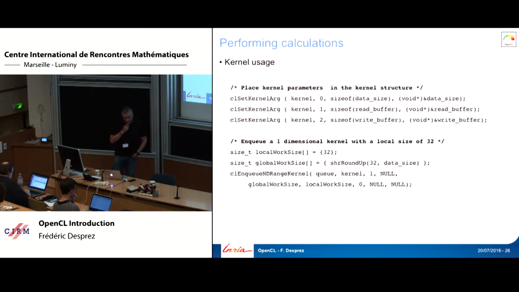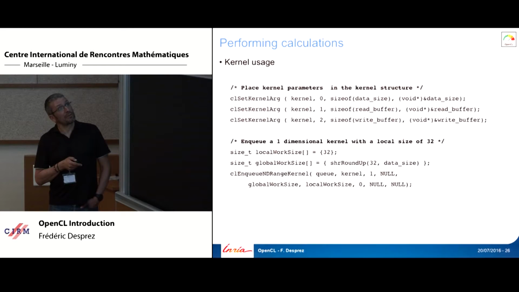So to perform calculation, you first have to send the kernel's arguments, and so you have to specify these functions to pass the arguments to the kernel, and then to enqueue a one-dimensional kernel here of local size 32. You specify the size of your kernel with the local size and global size, and then you enqueue this ND range kernel, specifying the kernel, the number of parameters, global size, work size. This can be computed for you by OpenCL, but if you can specify it, it's better.